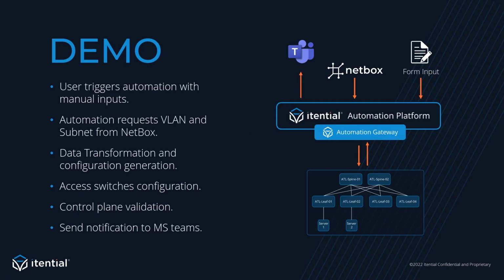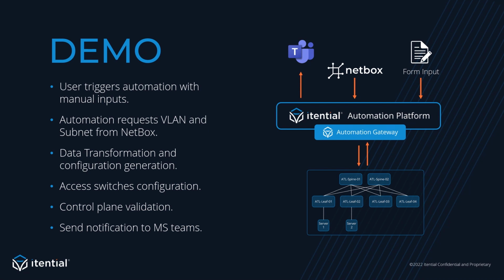On this demo, we are going to demonstrate how a user can trigger an automation given some manual inputs by the user using our operations manager view and form builder. Then the automation will request VLANs and subnet allocation using the NetBox module for IPAM.